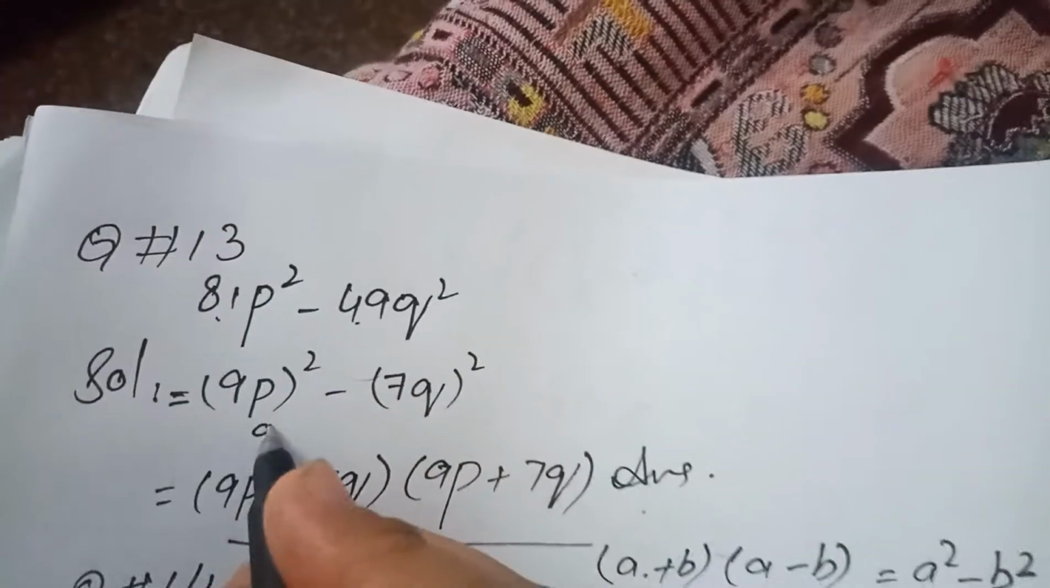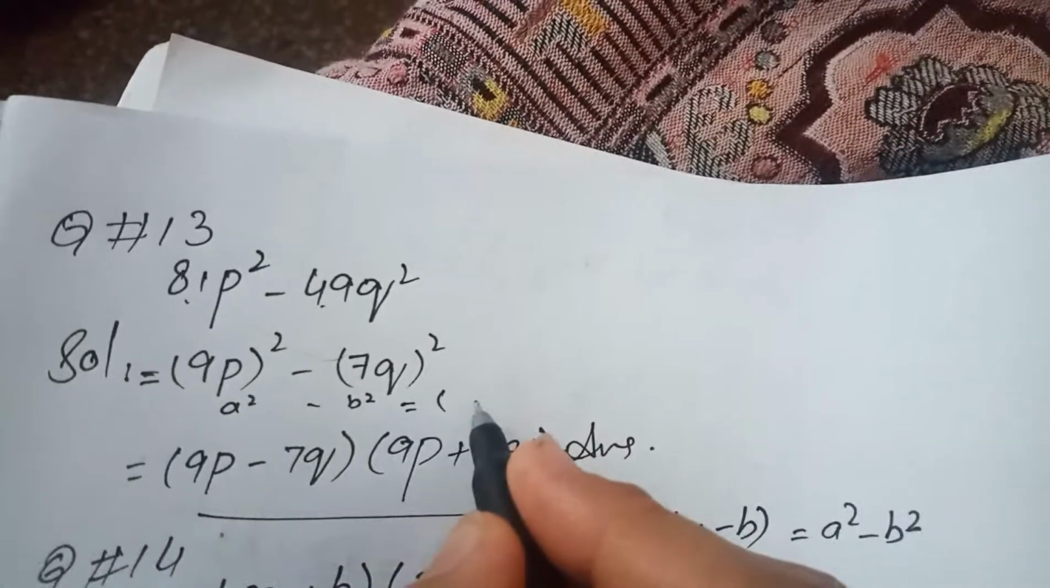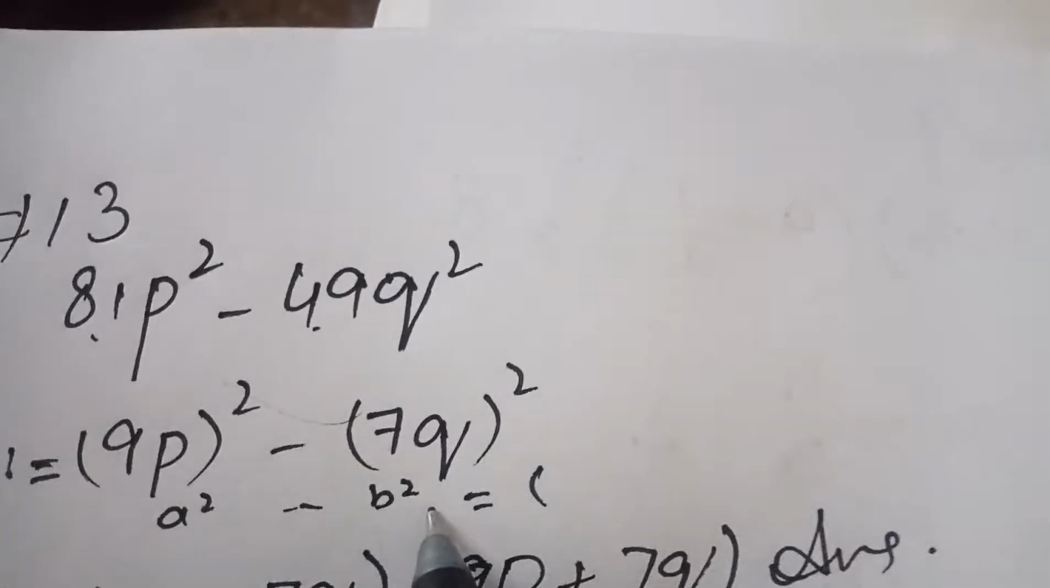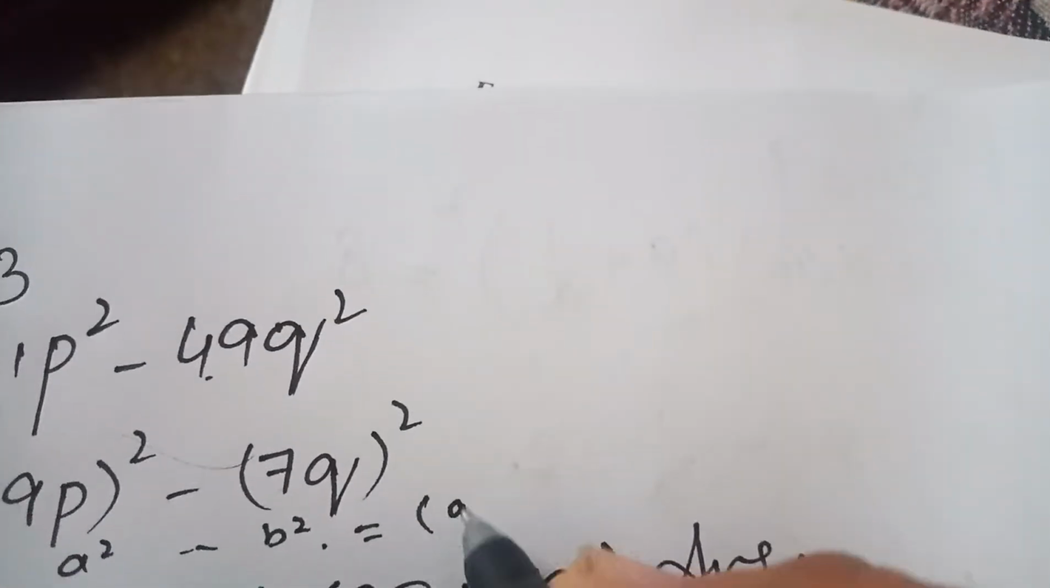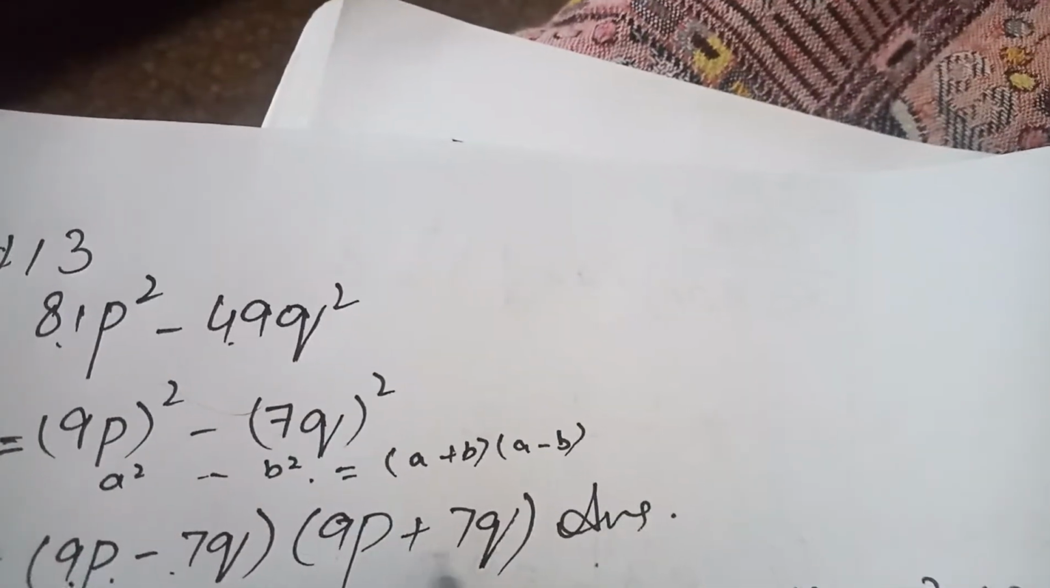Isn't it a square minus b square? So how can we write it? A square minus b square is given, so you can write it as (a plus b) and (a minus b). It doesn't matter which comes first. So a minus b, that is 9p minus 7q, and 9p plus 7q is the second term.